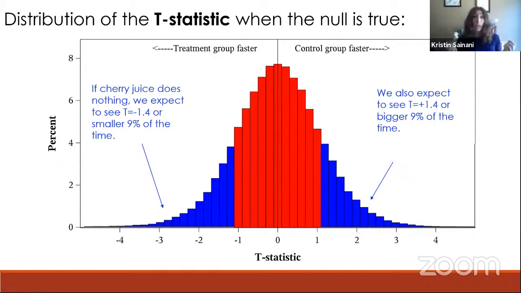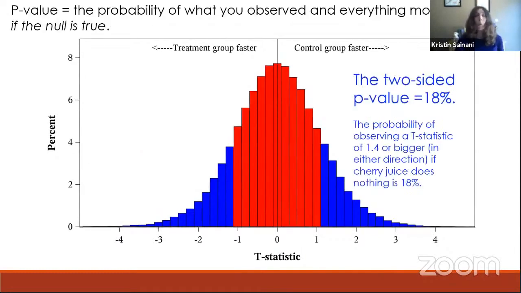When we're calculating the p-value, we are looking at our observed outcome and everything more extreme, so it includes more extreme in both directions. So this is what we call a two-sided p-value, and it comes out to be 18%. In other words, our data are totally consistent, concordant, compatible, however you want to express it, with the null hypothesis. It's not surprising that we would see a difference this big.